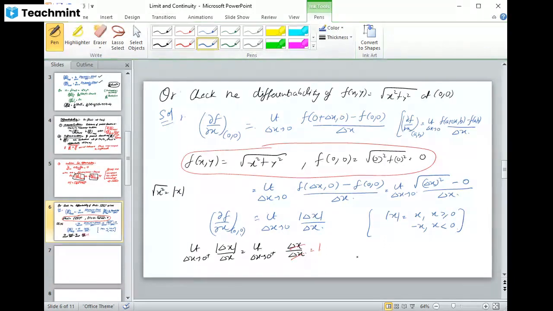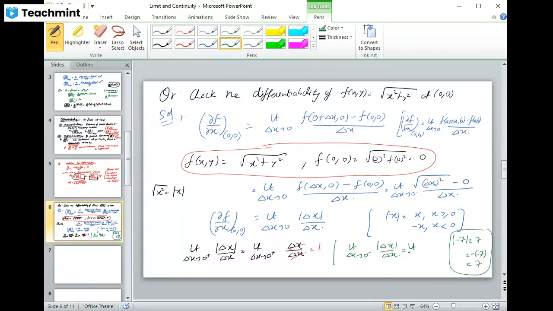But on the other hand, if I consider the limit as delta x tends to 0 from the negative side of mod of delta x upon delta x, then the modulus function is defined such that its value is minus x if x is less than 0. Because we know that mod of minus 7 is 7. But how does minus 7 become 7? We multiply the minus sign with minus 7 to make it positive. So if the number is negative, then the value of the modulus is the negative of that number, so that the outcome is positive.